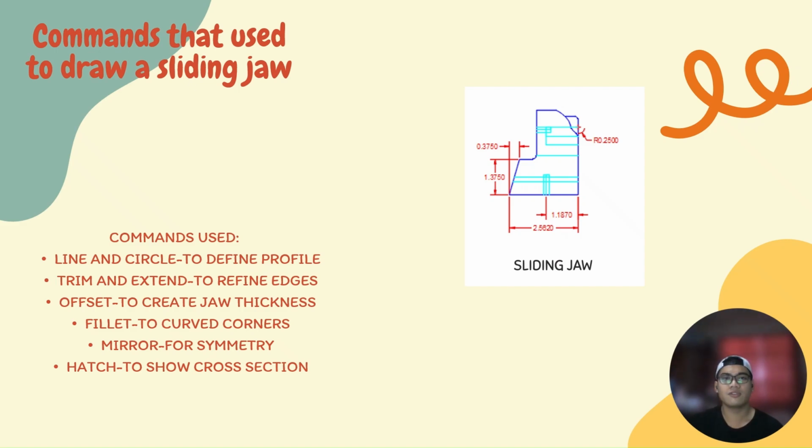Next, we need to draw a sliding jaw. The commands that we use are line and circle to define the profile of the drawing. Next, we use trim and extend to refine the edges of the drawing. Next, we use offset to create the jaw thickness, and we also use fillet to curve these corners on the line. And also we use mirror for the symmetry, and we use hatch to show the cross section of the drawing.